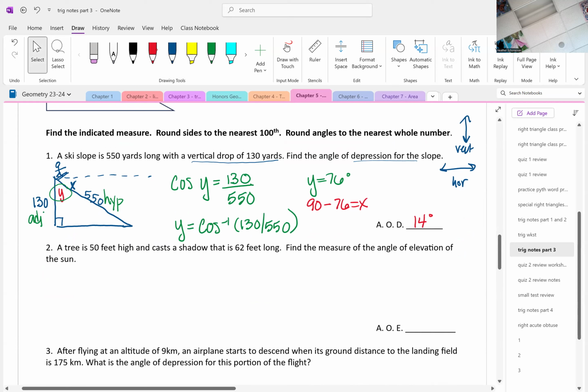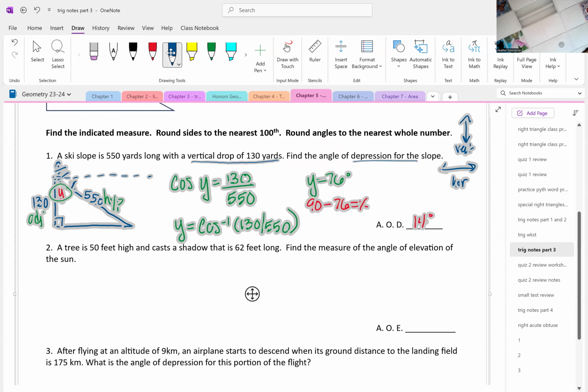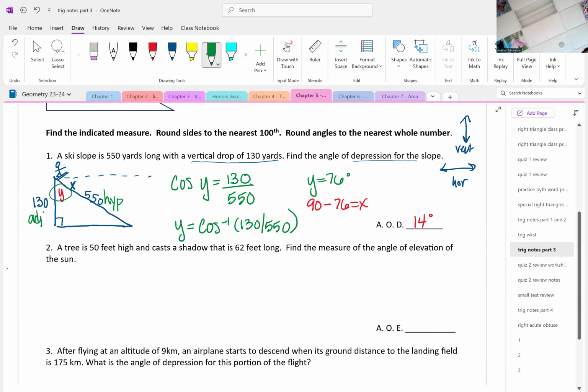All right, next one. A tree is 50 feet high. So again, we're going to draw our right triangle, because that's going to happen in every one. A tree in general is straight up. So here's my tree. So this measurement is 50, and it casts a shadow. Now, I know shadows can appear in a lot of different places, but in general, when you're thinking about trees, the shadow of the tree can be seen on the ground.